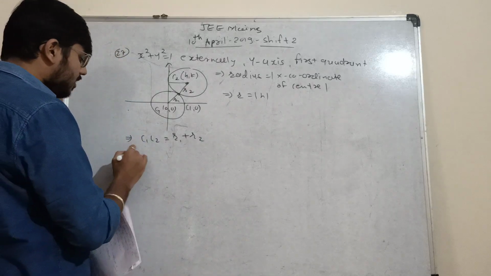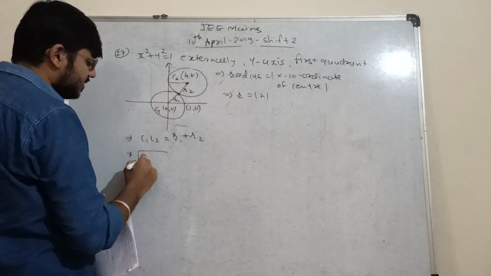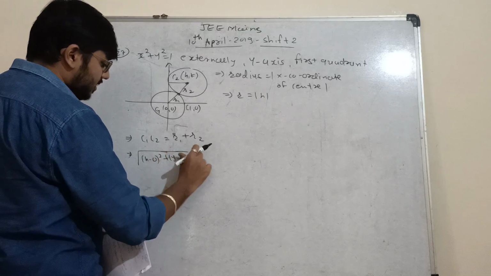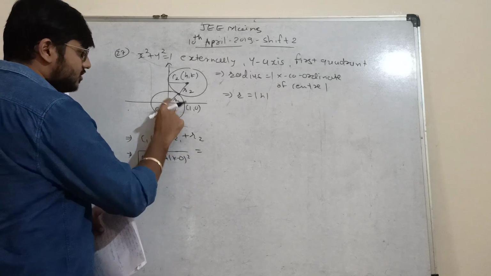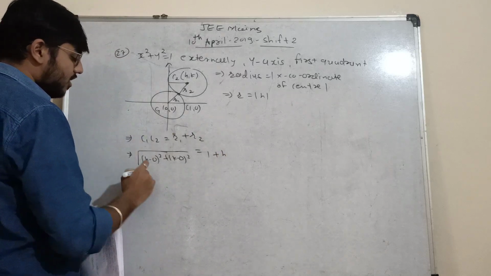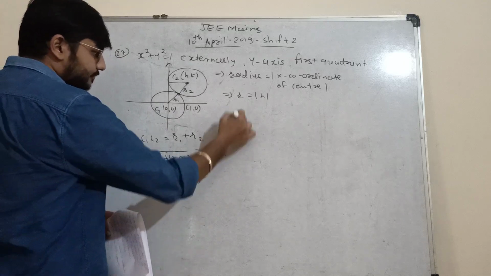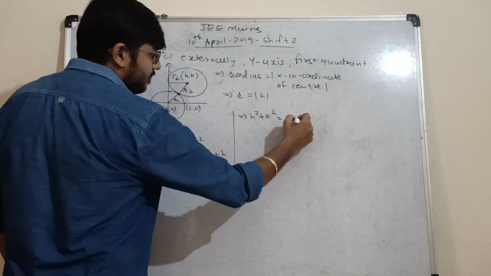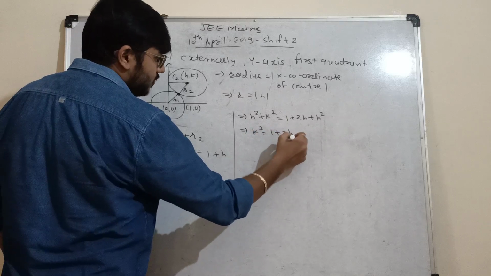Okay, so now let's apply the condition. The distance between c1 and c2, that is (0, 0) and (h, k), is square root of (h minus 0) whole square plus (k minus 0) whole square, which equals r1 plus r2. The radius of the first circle is 1 and the radius of the second circle is h. So by squaring both sides, we get h square plus k square equals (1 plus h) whole square. So h square plus k square equals 1 plus 2h plus h square. So k square equals 1 plus 2h. This will be the answer.